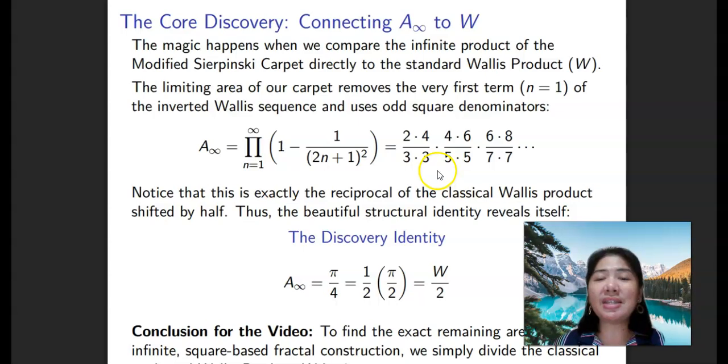Okay, as you can see, it's almost the same as the Wallis product. Okay, the only difference is that the Wallis product starts with two 2s. Okay, for the Wallis product we have 2 times 2, but here for the area at the infinite level we just have one 2 in the numerator, and then 4 times 4. Okay, and that brings us to our discovered identity, where the area at the infinite level is equal to the Wallis product W over 2.